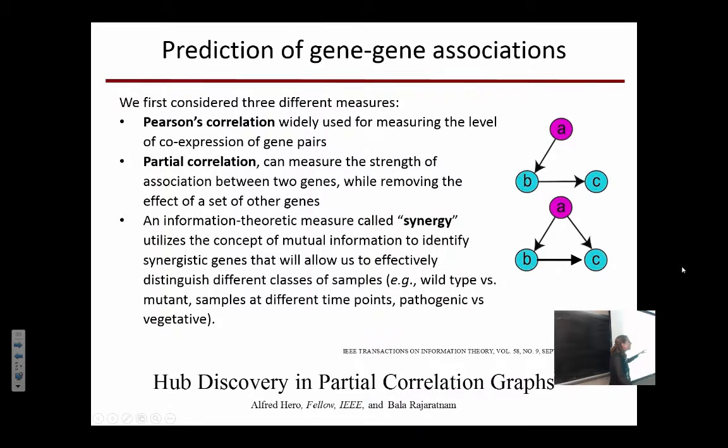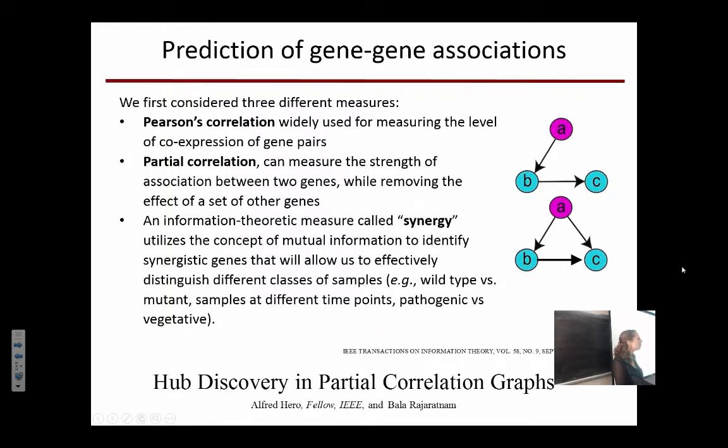We also use a type of measurement called synergy. And synergy allows us to differentiate between the different classes. So between the wild type versus the MADS1 or the wild type versus the MADS2, also at different time points, or pathogenic versus vegetative. And I know this is a little bit confusing. It was confusing for me too.